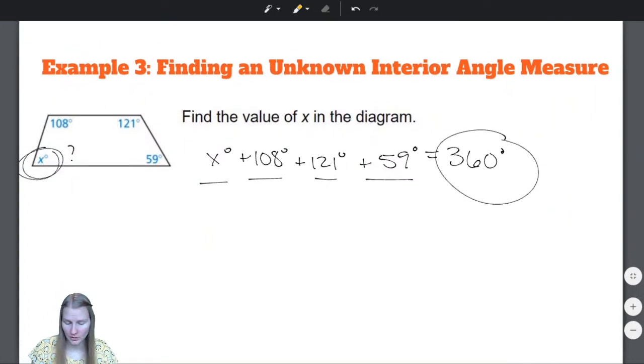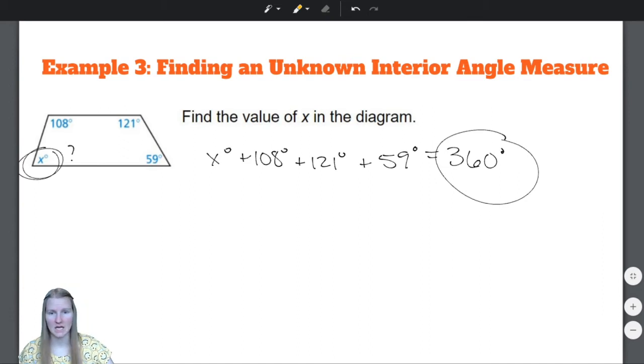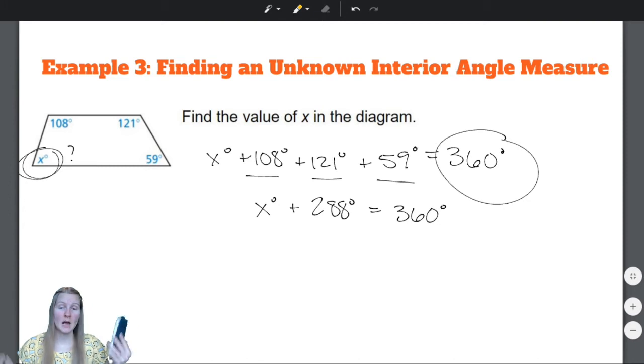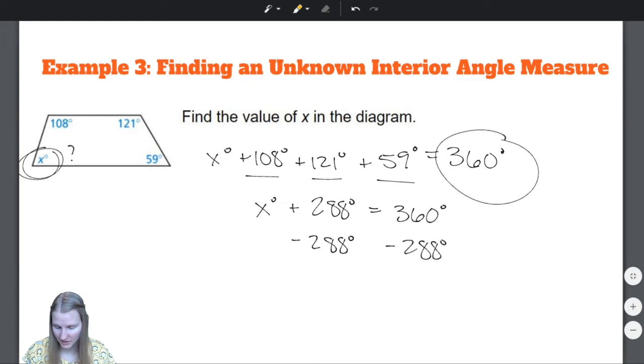Okay, so let's do this. X plus 108 plus 121 plus 59. Let's combine our like terms. So 108 plus 121 plus 59 is 288. So we have x degrees plus 288 degrees equals 360 degrees. Now, I just need to subtract 288 degrees from both sides.